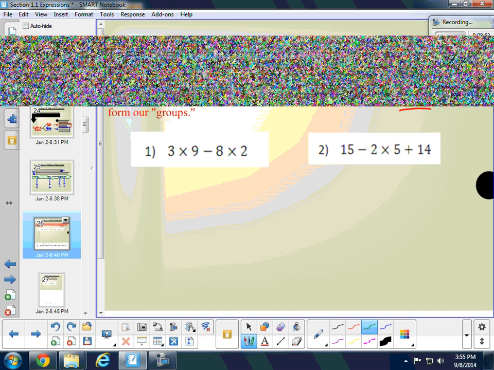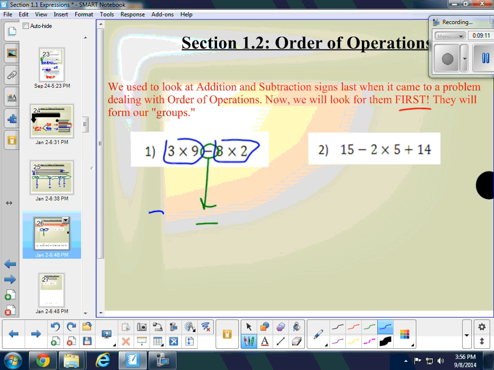Instead, I just look at that subtraction sign, and this will ensure that I do the correct order of operations. Now I've just got 3 times 9, which is 27, and 8 times 2, which is 16. So that subtraction sign kind of broke it into two, and I do those two little problems.